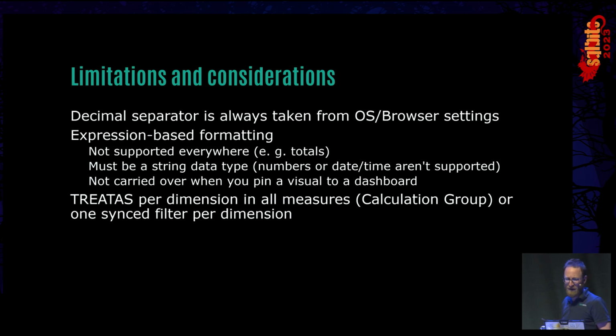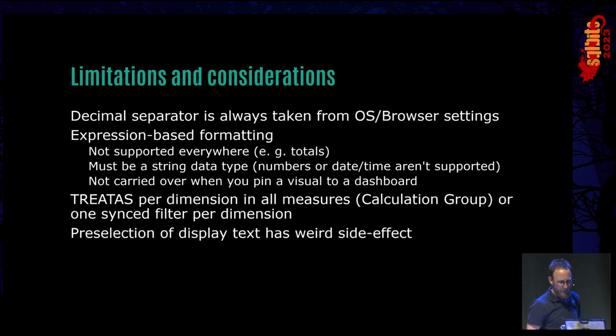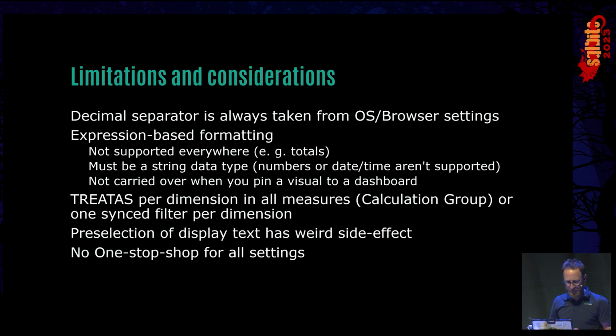And TREATAS makes your measures more complicated, but if you use calculation groups, it can be easier again, because you use one calculation group where you put in CALCULATE, SELECTEDMEASURE, put all the TREATAS stuff in there, and this is what you just activate in the reports. Yeah, the pre-selection has side effects, be aware of that. And unfortunately, there's no one-stop shop for all the settings, so there are different places in the browser, in Windows, and everywhere. So it could be easier.